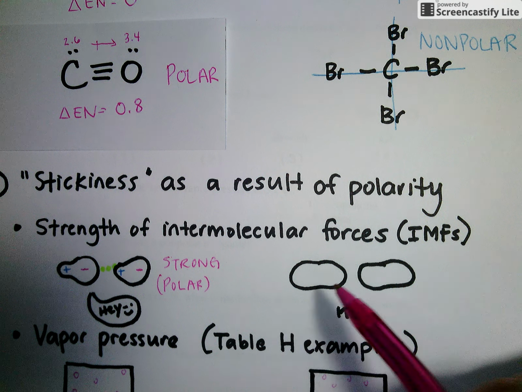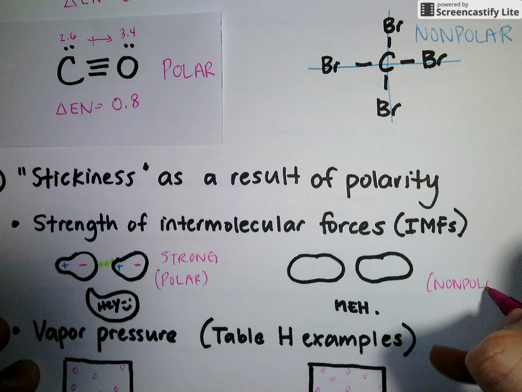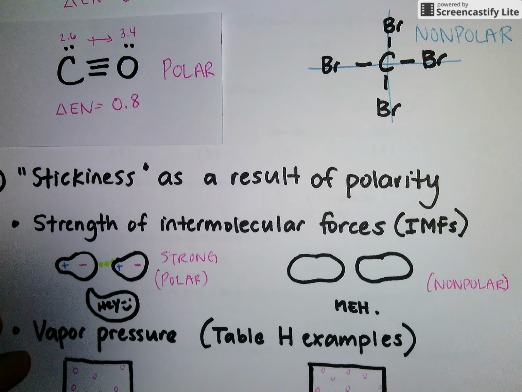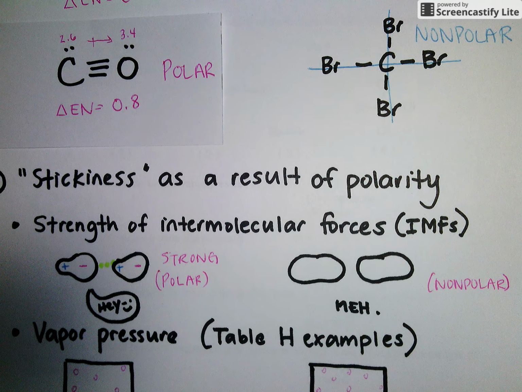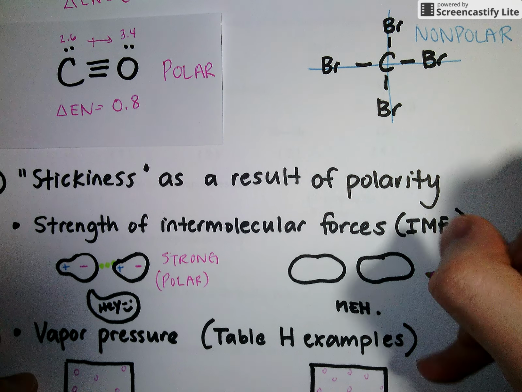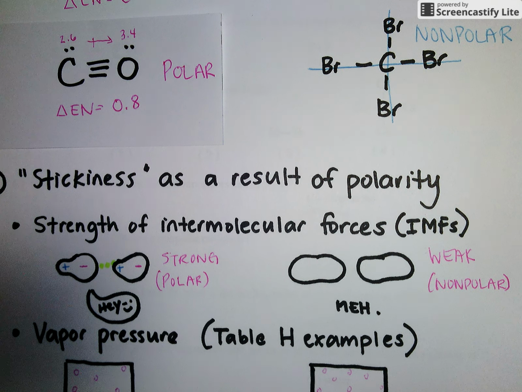Over here, where I don't have a positive and negative end, I've got a nonpolar molecule, and you'll notice there's no real reason for them to be attracted to one another. There may be some bumping and shuffling amongst themselves, but these are weak IMFs that arise as a result of no positive and negative to attract, like magnets. There's nothing there, so these intermolecular forces are going to be quite weak.